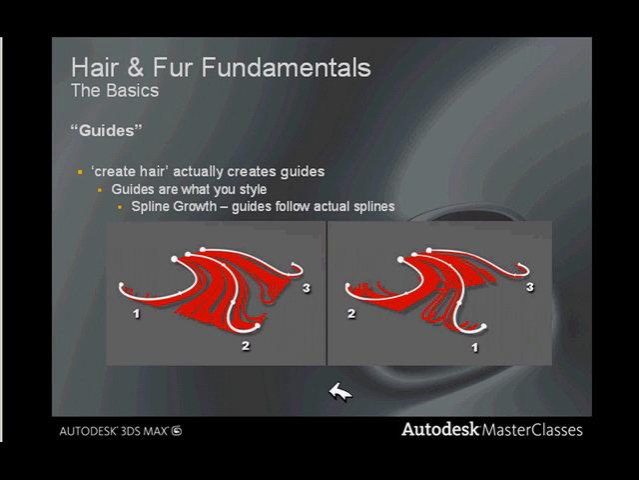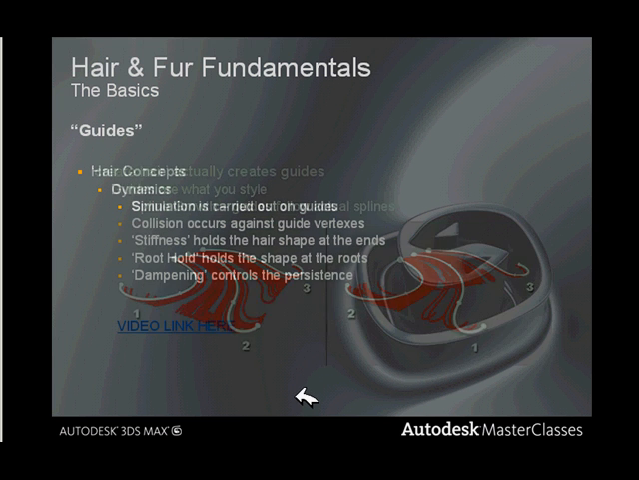Another way to create hair is to create a series of splines and then create hair. In this case, the hair will actually interpolate in between the geometrical splines that you've created. The order of the splines that you create is important, as the hair will interpolate in the order that it finds the splines in its list.